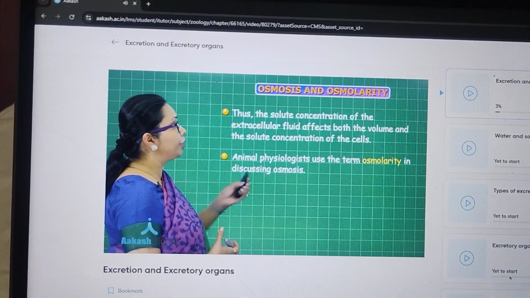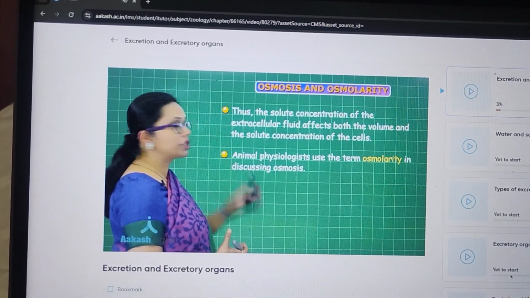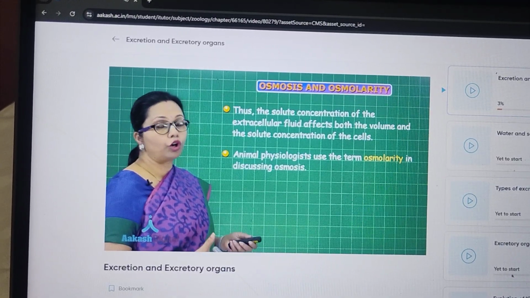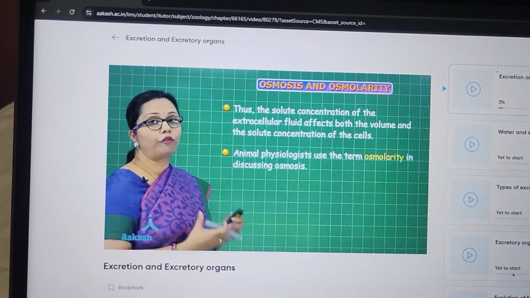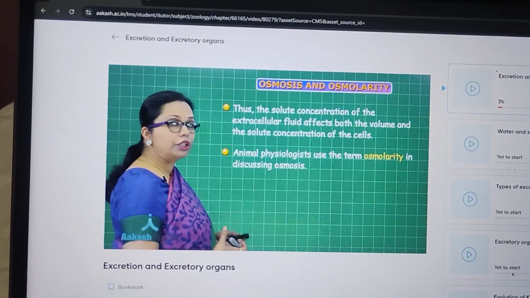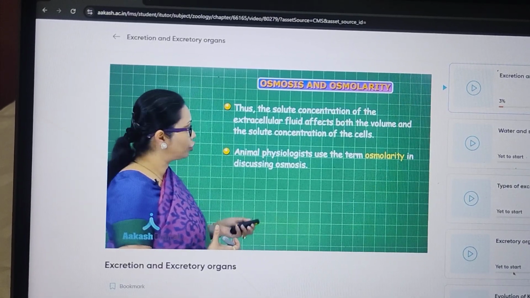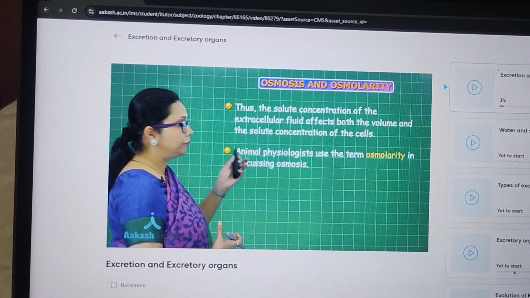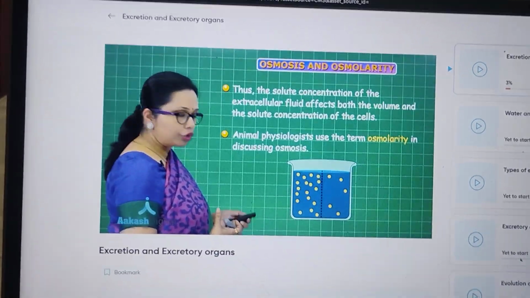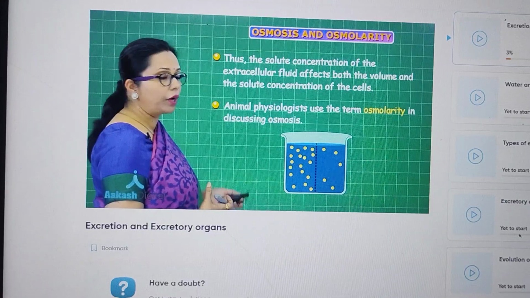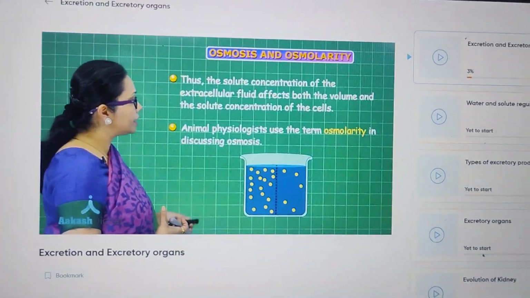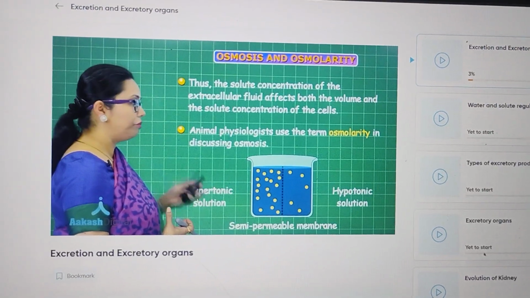Now the physiologists use the term osmolarity in discussing osmosis. Now osmosis you have studied in various other topics, that it is a special type of diffusion in which we talk about the movement of water. Now to better understand osmosis, before we define osmolarity, let us take an understanding here. So here we have a solution in which there are two parts. One is the hypotonic solution and the other is the hypertonic solution, and these are separated by a semi-permeable membrane.